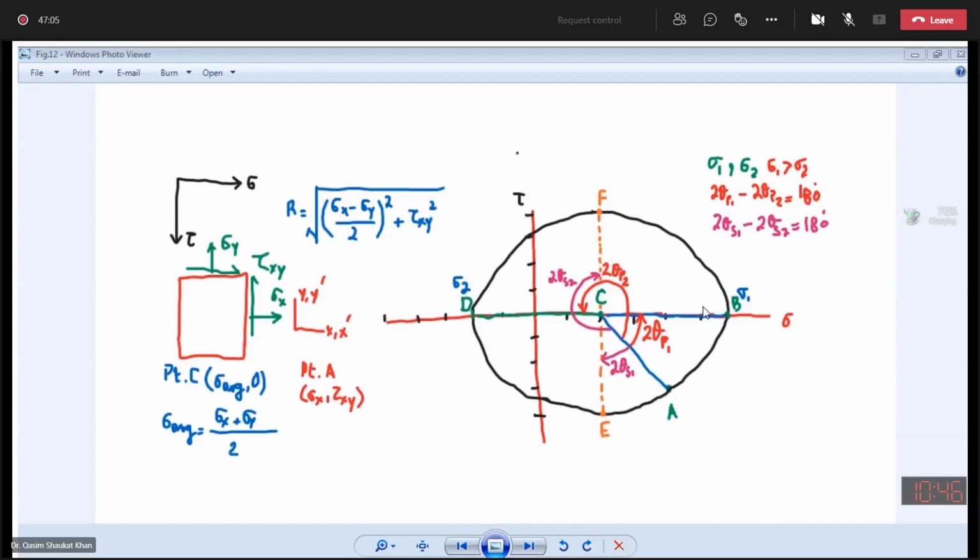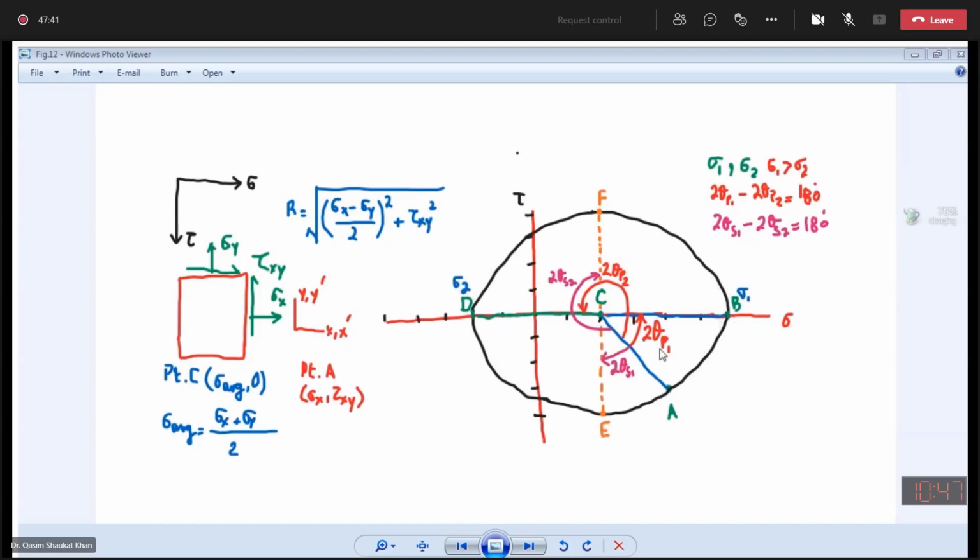Okay, now the next thing is, I need to calculate the principal stresses. We have said that the maximum normal stress and minimum normal stress are my principal stresses. So this one will be my major principal stress, this one will be my minor principal stress. Always remember one thing: the larger normal stress will be your major principal stress, and the smaller one will be your minor principal stress.